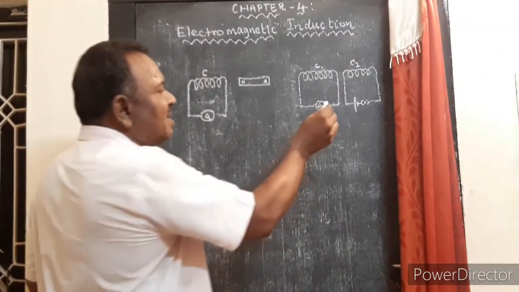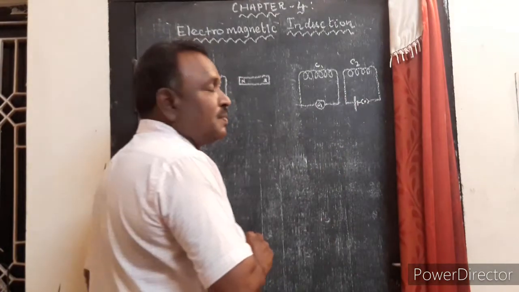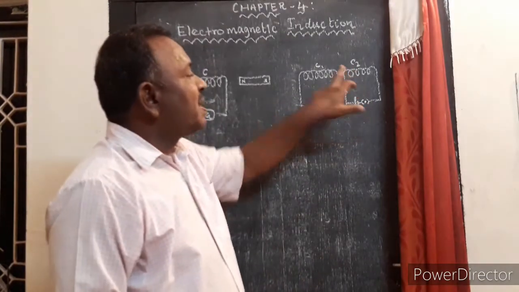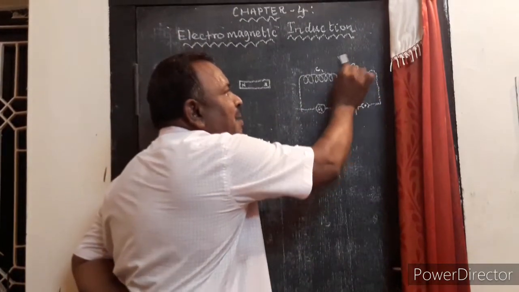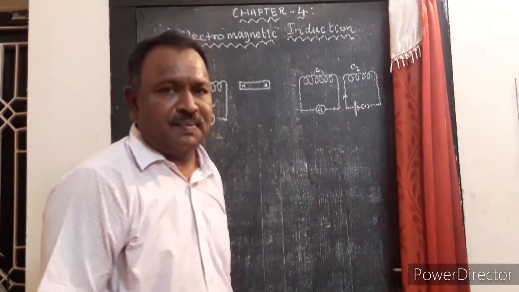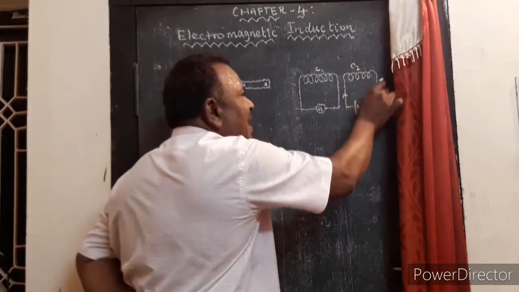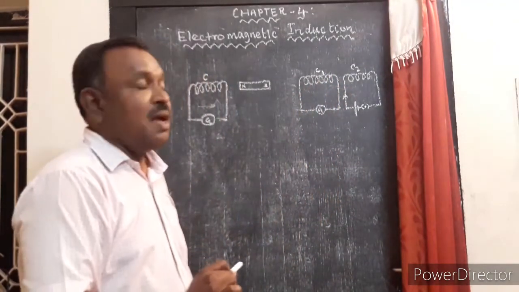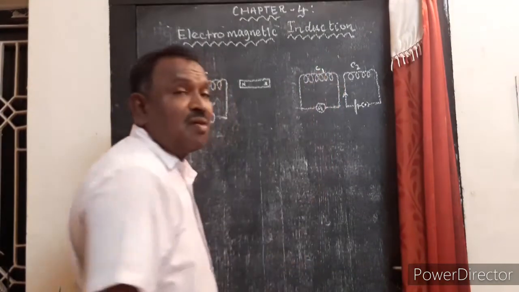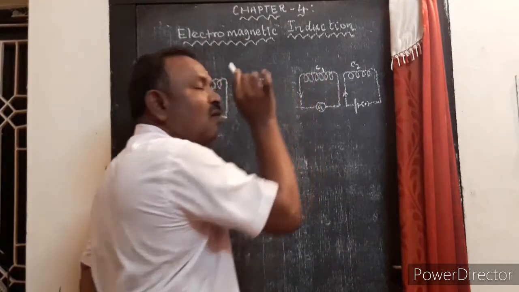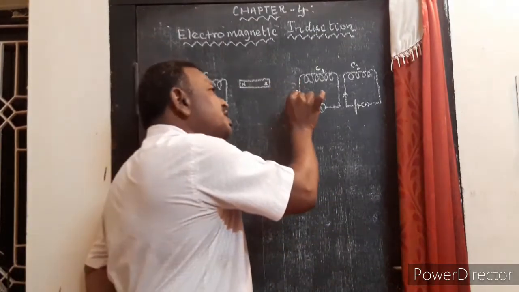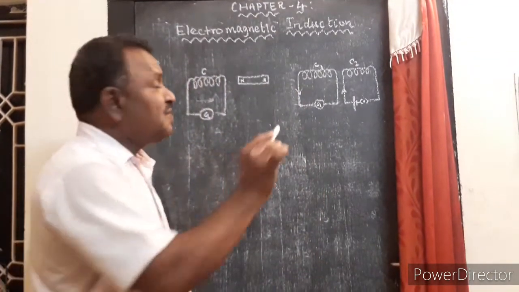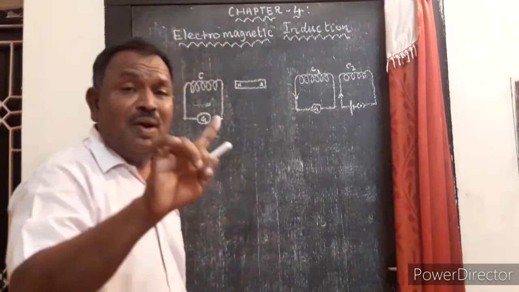Now, when the key is closed, what will happen? Current will flow through the coil C2. Because of the flow of current in C2, magnetic field will be produced. Because of the production of magnetic field, magnetic flux linked with coil 1 changes. Because of the change in the magnetic flux, an EMF is induced in coil 1. Because of this induced EMF in coil 1, there is flow of induced current. Because of this flow of induced current, the galvanometer will show deflection.